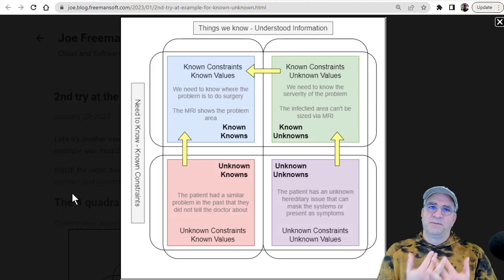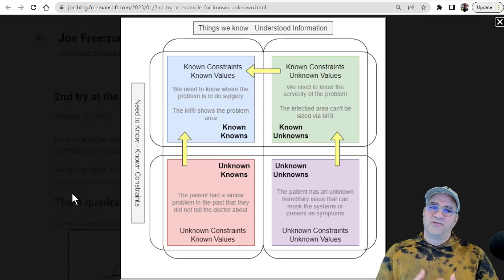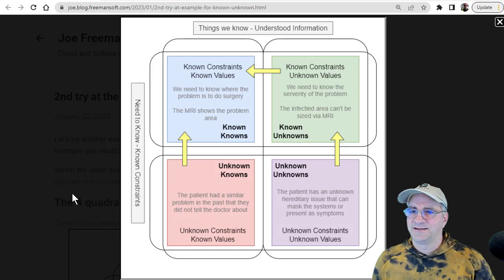In this case, we might have an MRI that shows the problem area, right? So that's a known. We know we need to know where we're going to do the surgery in the abdomen, and we know the value of where that location is because we gathered data about it, in this case through an MRI or some kind of test, right?